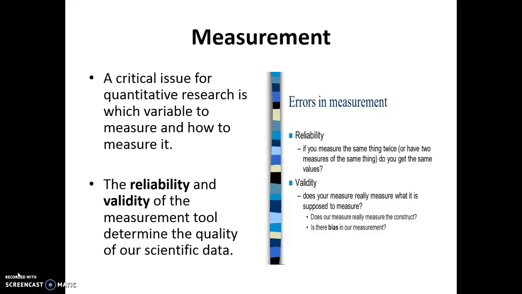Another very important issue is measurement. We want to decide what we measure and how we are going to measure it. This is really critical for quantitative research. Associated with measurement theory, the two most important indices for a measurement instrument are reliability and validity. Basically, these two properties of the measurement tool you use will determine the quality of our scientific data.